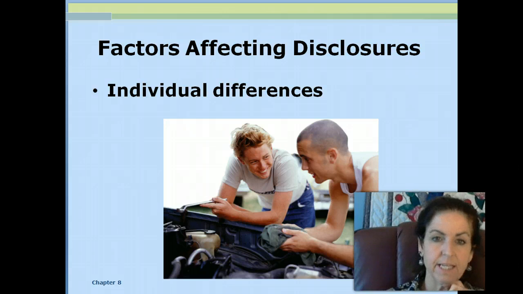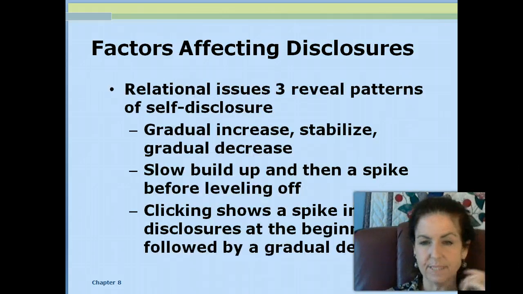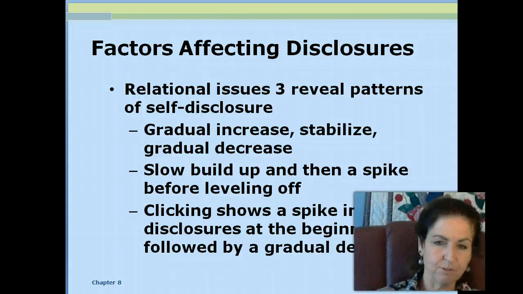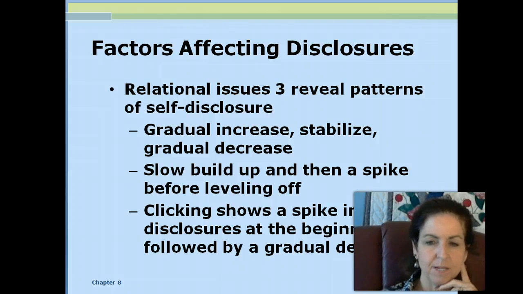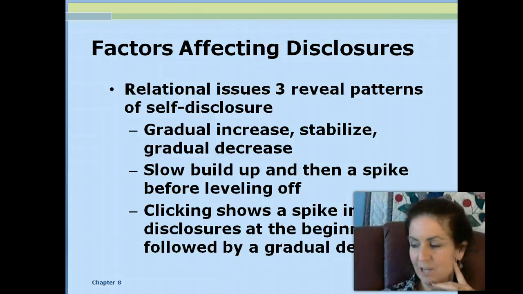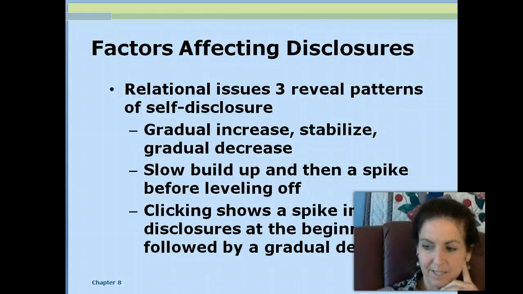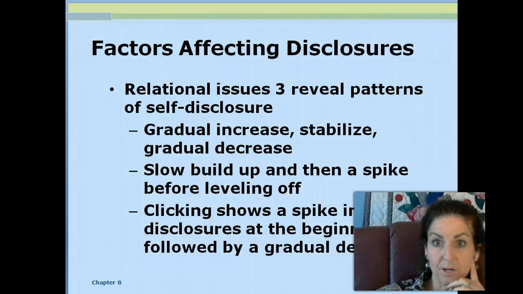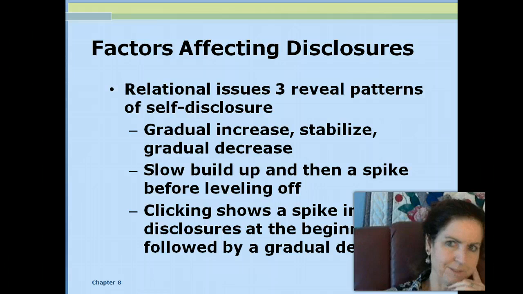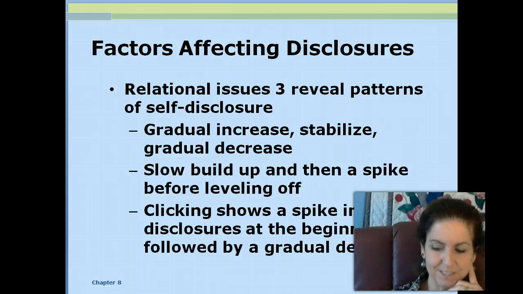Other factors include things like this idea of gradual increase, the patterns of self-disclosure, slow buildup. If you've ever been on an airplane, sometimes you can be next to somebody and that person will tell you their entire life story in the course of your flight. Sometimes in a bar, there's a tremendous amount of self-disclosure with the bartender, or with females it can be with your beautician, getting your nails done. And different locations have a lot to do with self-disclosure as well.